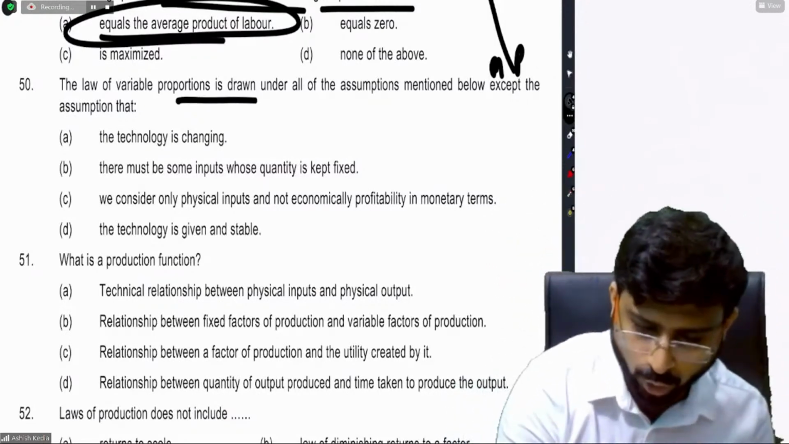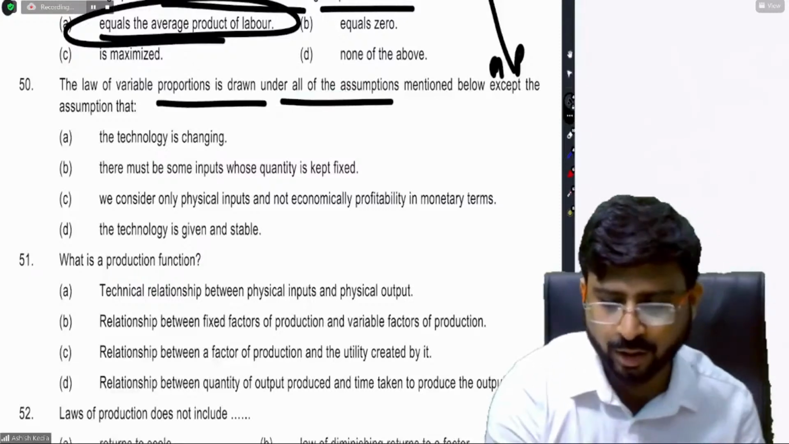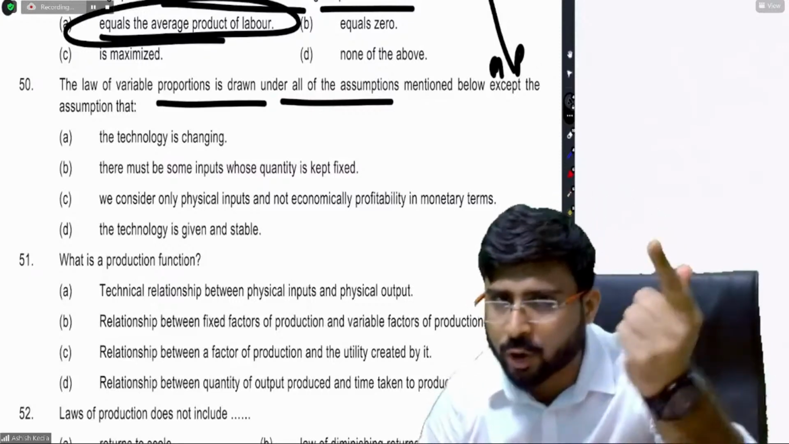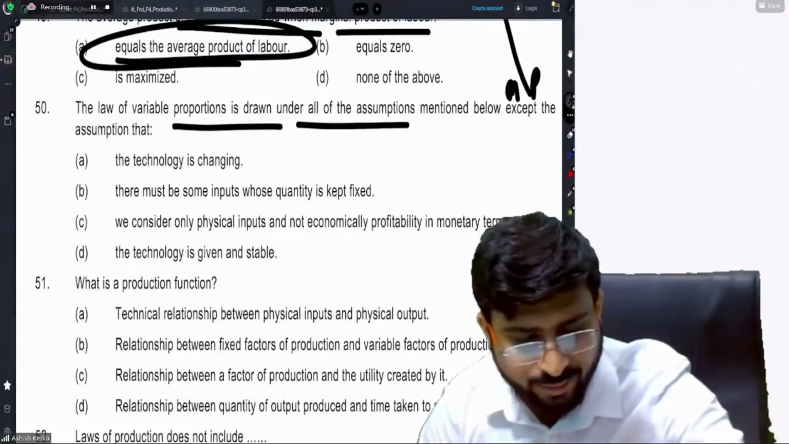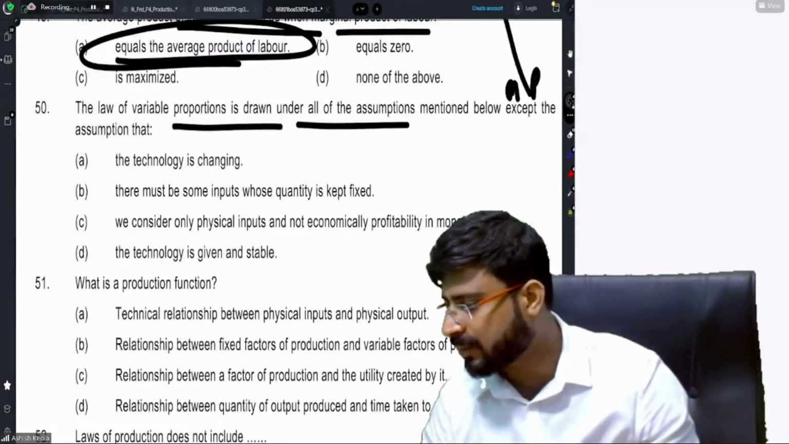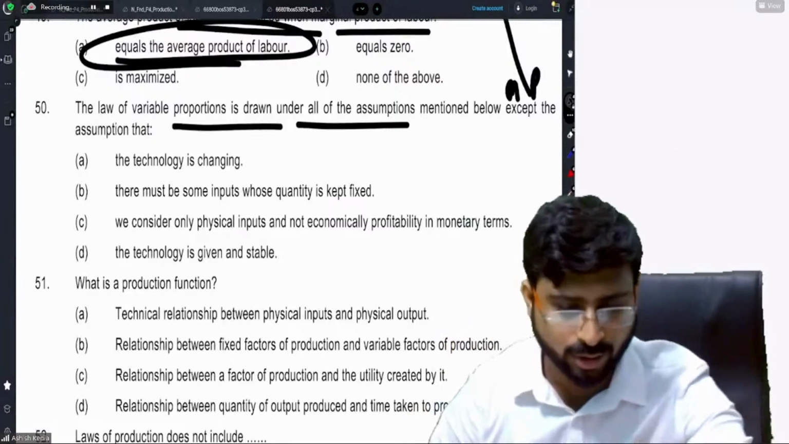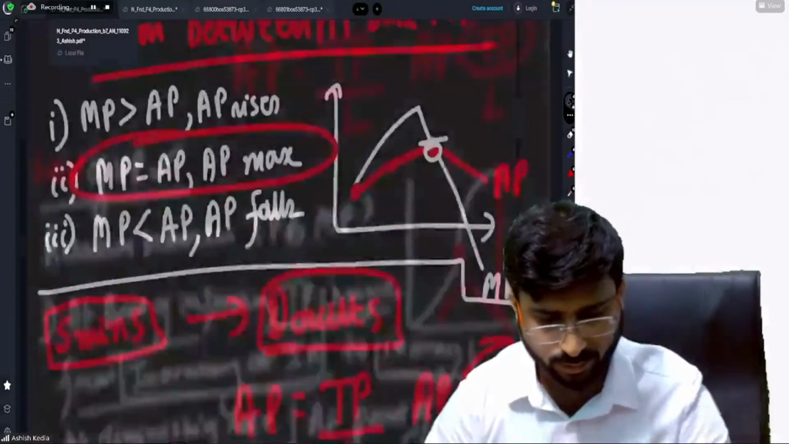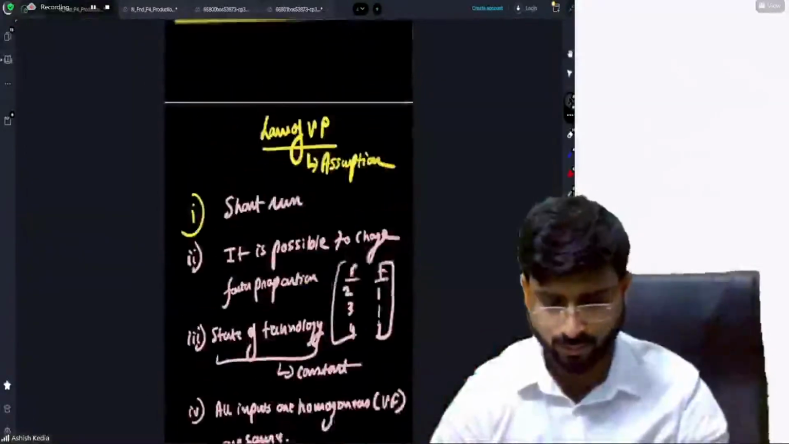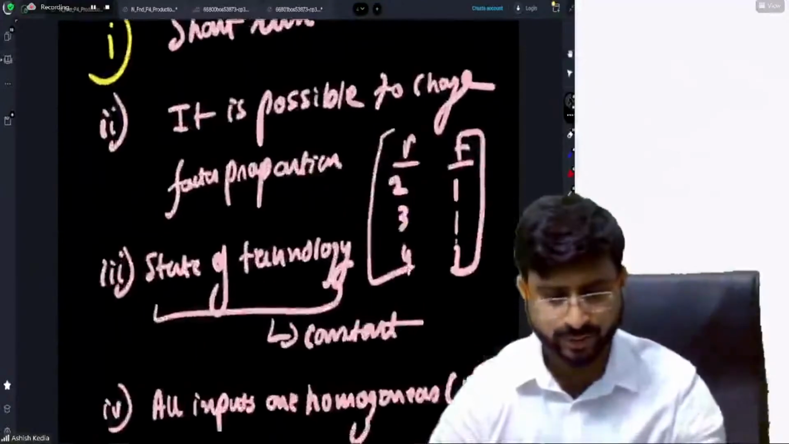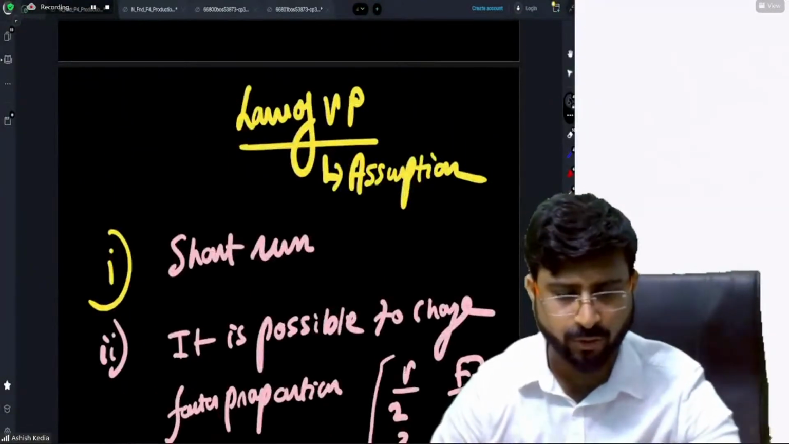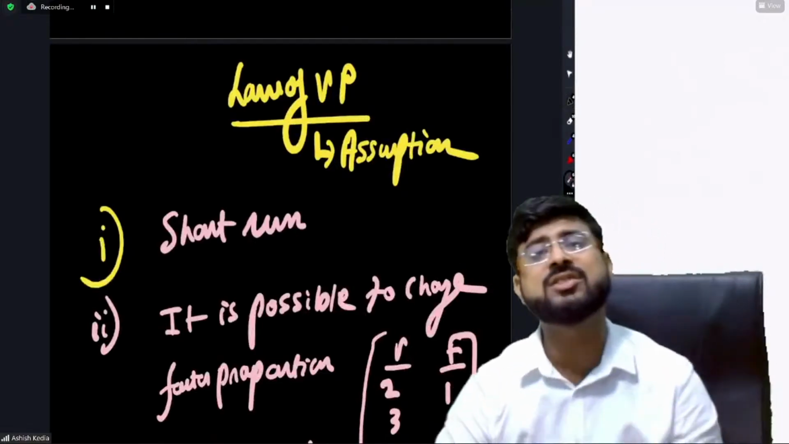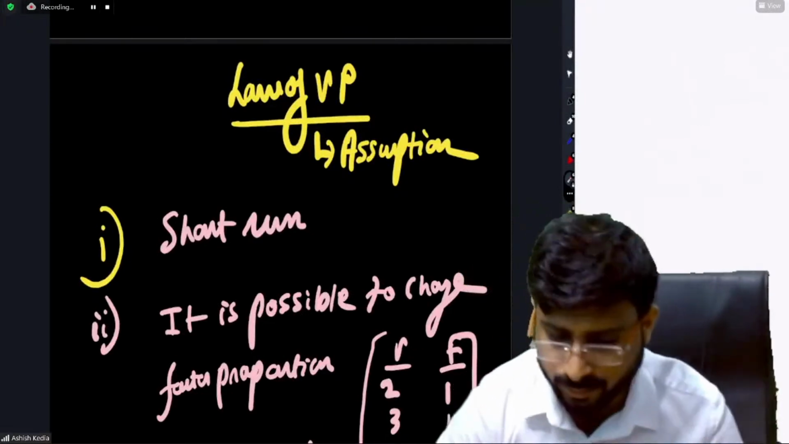The law of variable proportions is drawn under all the assumptions mentioned below, except the assumption that... Okay, so let's talk about law of VP assumptions. Are you all ready, everybody? I will teach you law of VP, law of variable proportion assumptions. You all will have to write it down. So friends, following are the assumptions of law of variable proportion. I was waiting for this question to come so that I can teach you the assumptions.